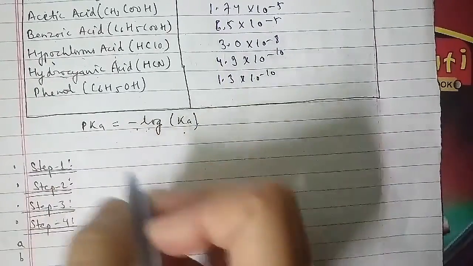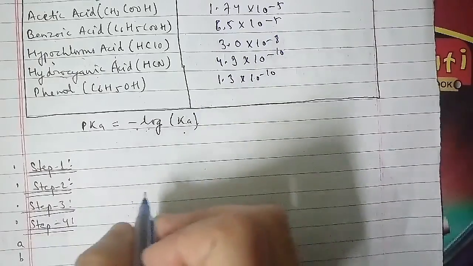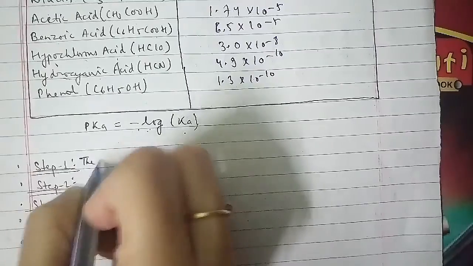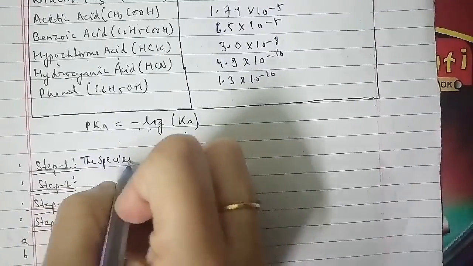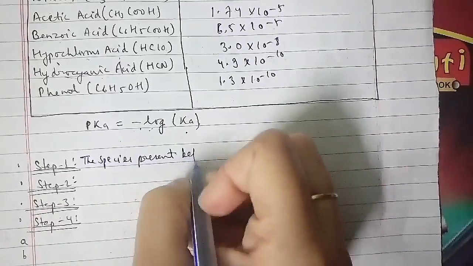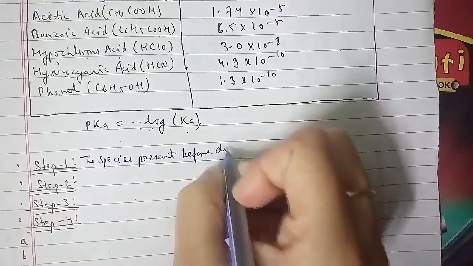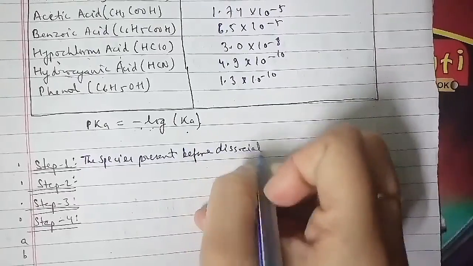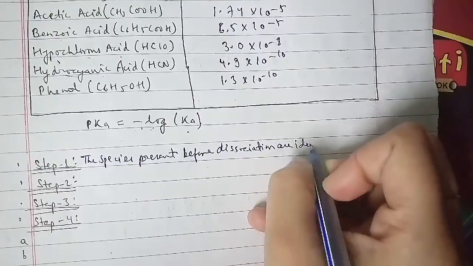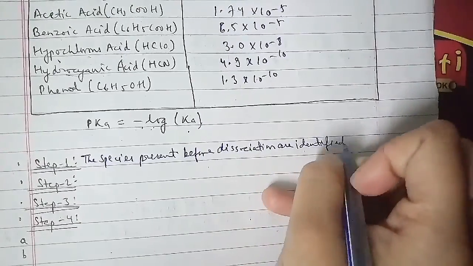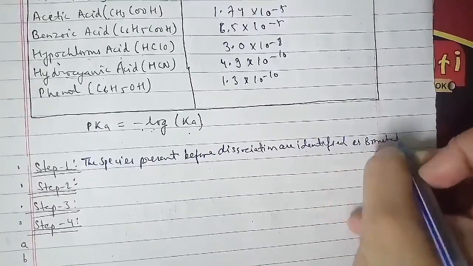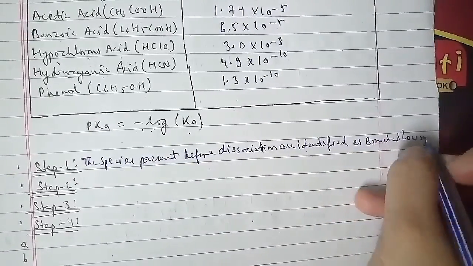In step three, the reaction with the higher Ka is identified as the primary reaction, while the other is a subsidiary reaction.